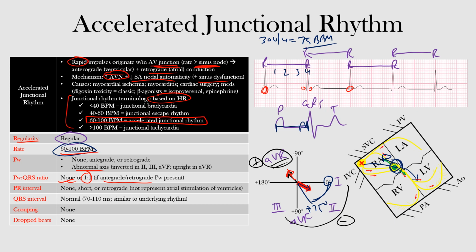The QRS interval will be normal, okay? We have a normal width of our QRS interval, no issues there, okay? There will be no grouping and there will be no dropped beats.